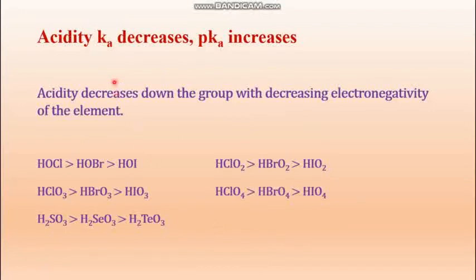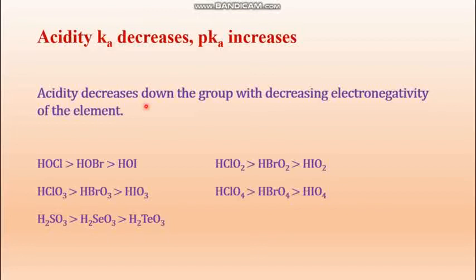Now you know that when Ka decreases, pKa increases. So if it is more dissociating, it has a higher value of Ka, and it is more acidic. So acidity, according to the group of the periodic table, decreases. Okay, now what is the explanation?